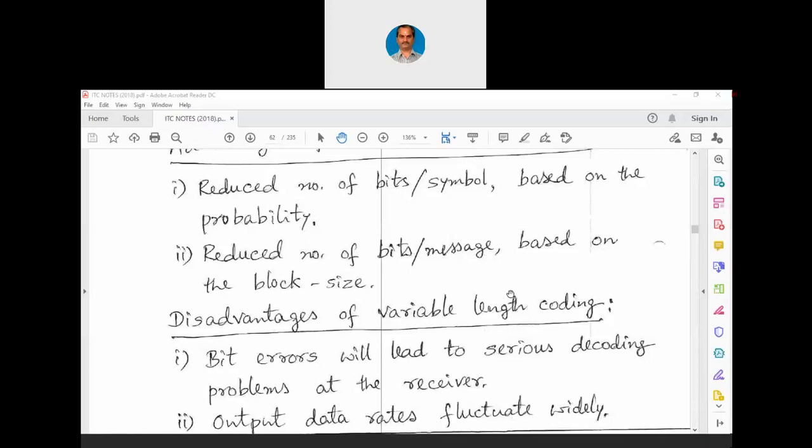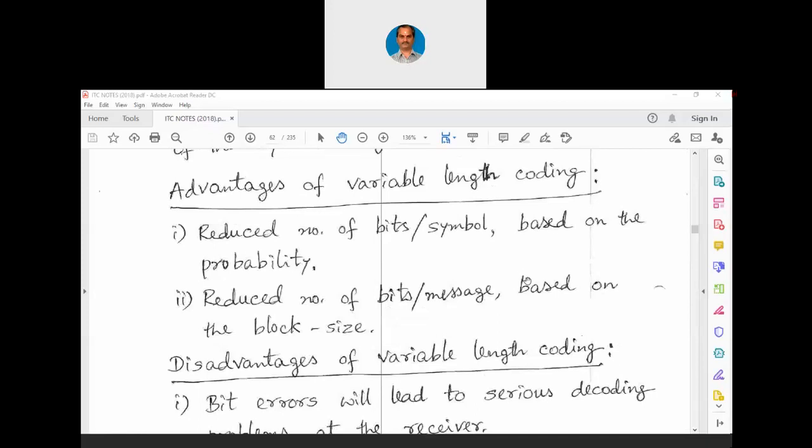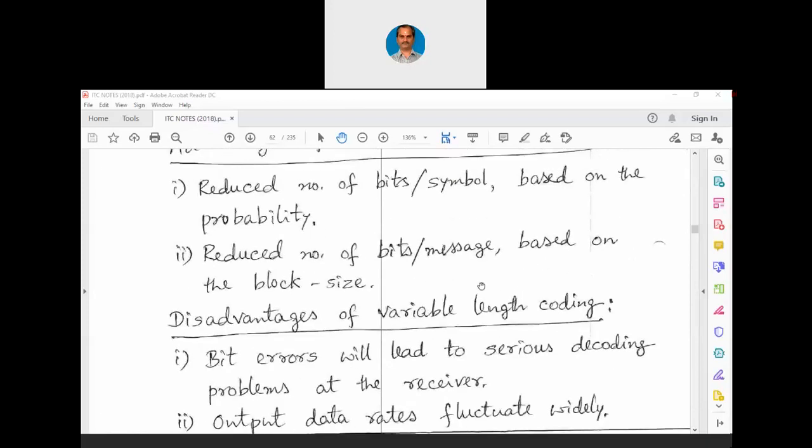So I have told you, whatever is the advantage of variable length coding, that itself is the disadvantage of fixed length coding, and whatever is the disadvantage of variable length coding, that itself is the advantage of fixed length coding.